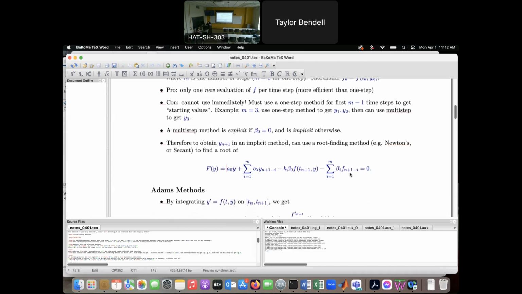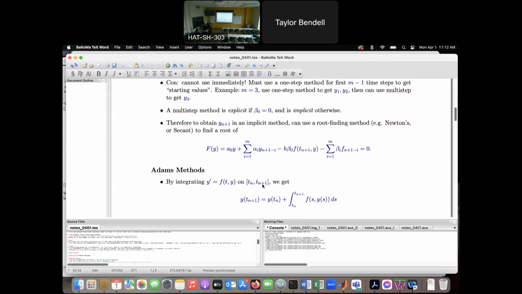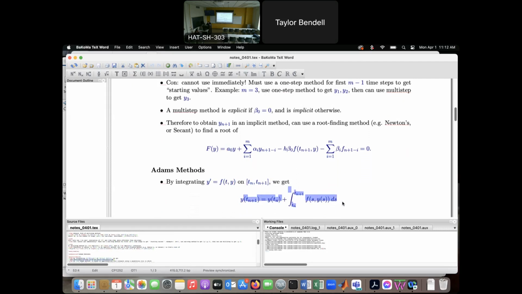These are called Adams methods, named after John Couch Adams. Okay. So if I take my ODE, y prime equals f of t, y, and then I integrate both sides of this equation on this interval, then by the fundamental theorem of calculus I have this integral form of a solution to my ODE. So this right here is exact.